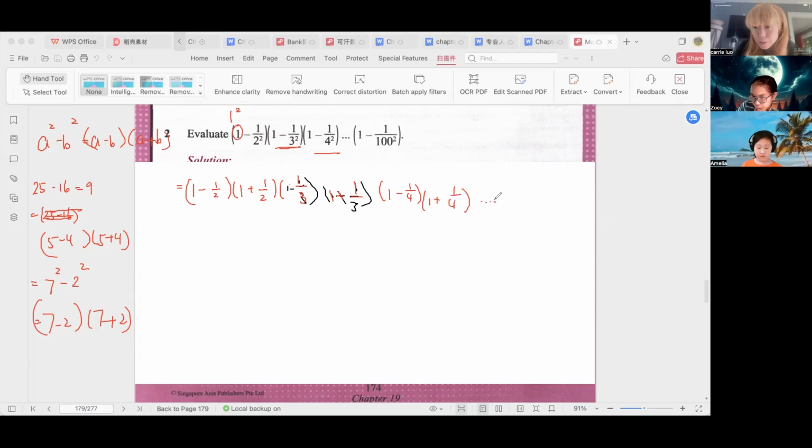Correct, Zoe? Okay, so the last one, Zoe. So dot dot dot, the last term. Can you tell me how to write it? I'm terrible at writing this. Okay, I can write it for you.